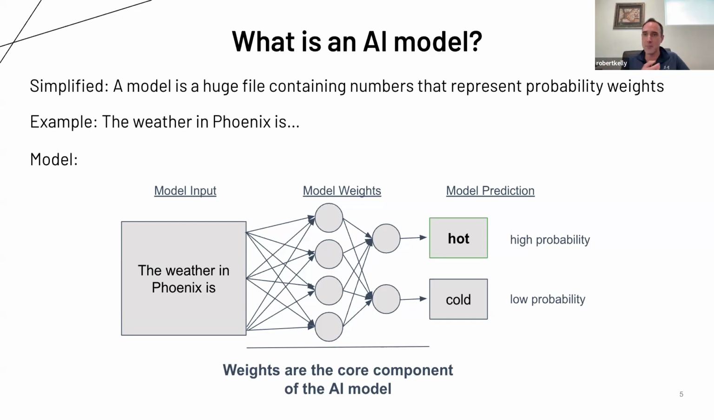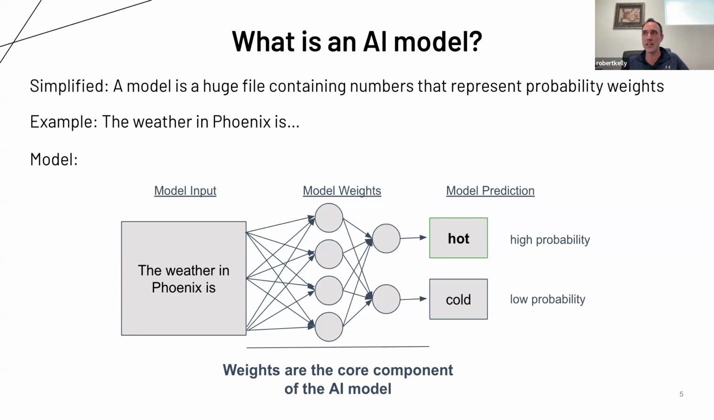So let's give an example of this using something that I'm sure all of us have used. We probably all use ChatGPT. And when you use ChatGPT, you're using a model and you're giving it a prompt, something like "the weather in Phoenix is." And ChatGPT is just using that model, those weights, that big Excel file, to try to guess the most likely next word after "is," right?